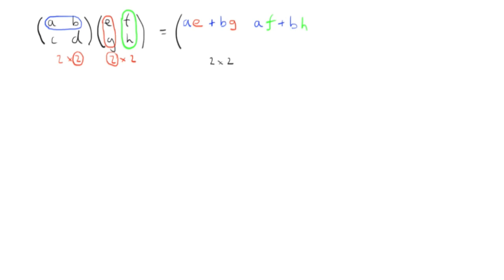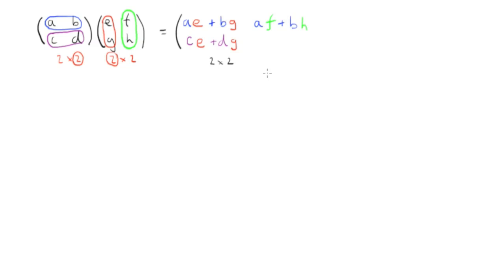And finally, I'll change the colour, so I've got purple here, and we go down a row. Now we're on the second row and we go back to the first column. So we're looking at this element here: second row and first column. We have C on the left matrix multiplied by E on the right matrix, plus, moving across, we're now on D on the left matrix, and moving down the first column of the right matrix, we're now on G.